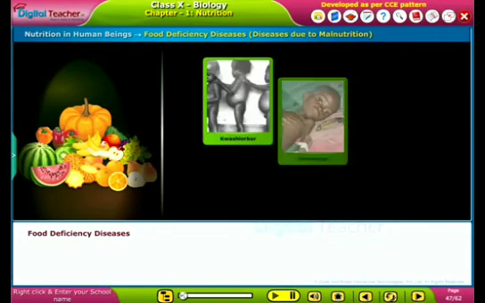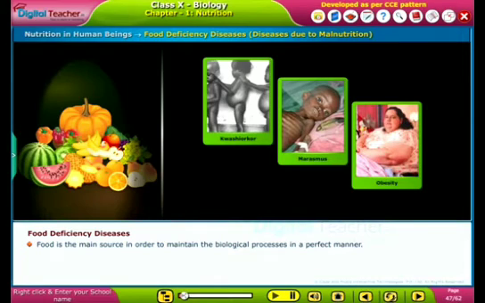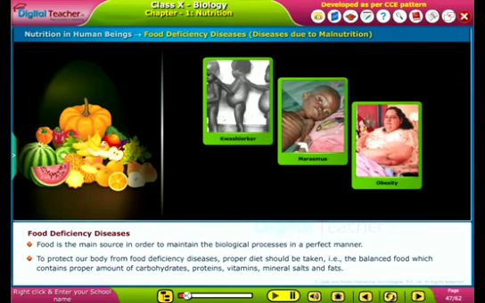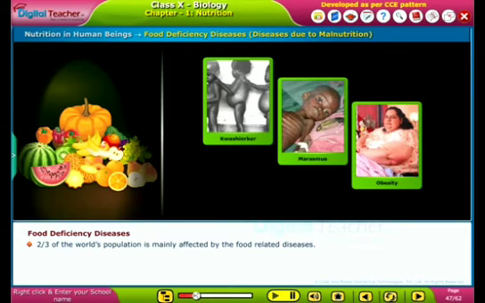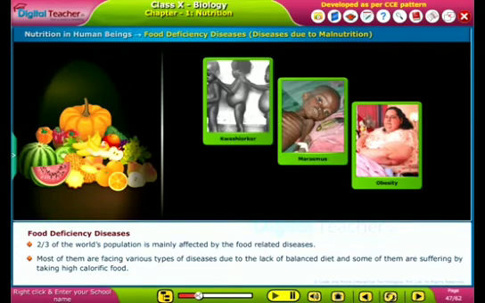Food deficiency diseases. Food is the main source in order to maintain the biological processes in a perfect manner. To protect our body from food deficiency diseases, a proper diet should be taken, that is, balanced food which contains proper amounts of carbohydrates, proteins, vitamins, mineral salts and fats. Two-thirds of the world's population is mainly affected by food-related diseases. Most of them are facing various types of diseases due to the lack of a balanced diet, and some of them are suffering from taking high calorific food.